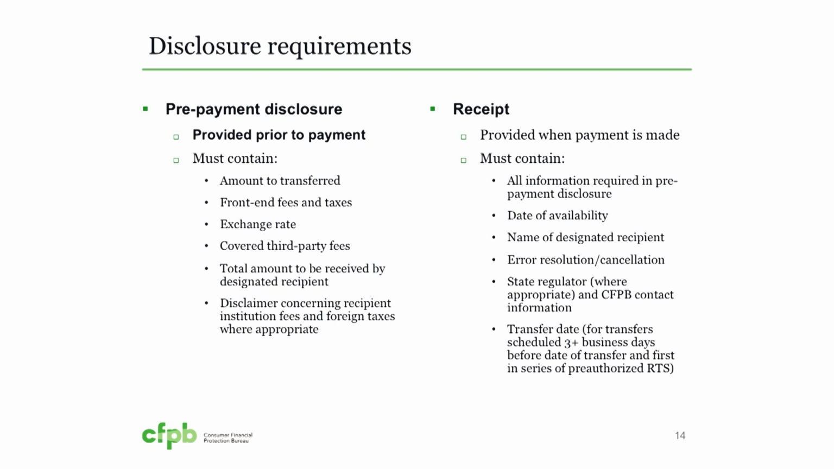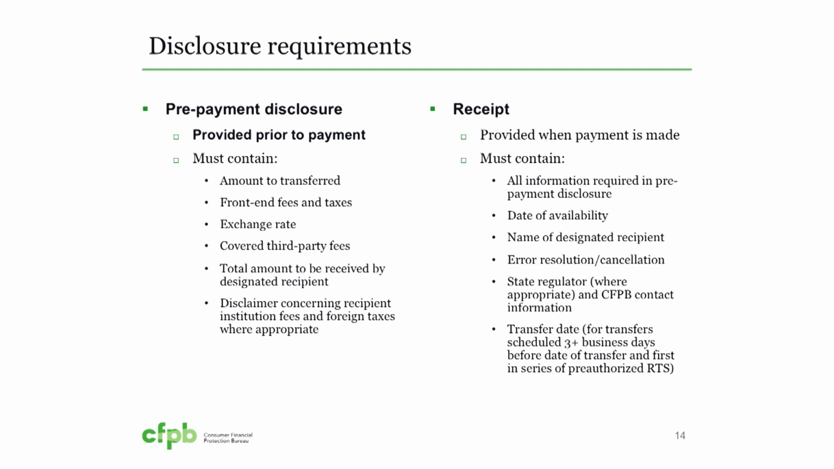Total amount to be received. This amount reflects the amount transferred, minus covered third-party fees. However, this does not include any non-covered third-party fees as defined by the 2013 final rule, which I'll describe in a bit, or foreign taxes that may be imposed on the remittance transfer. In other words, the recipient might receive less than this disclosed amount.